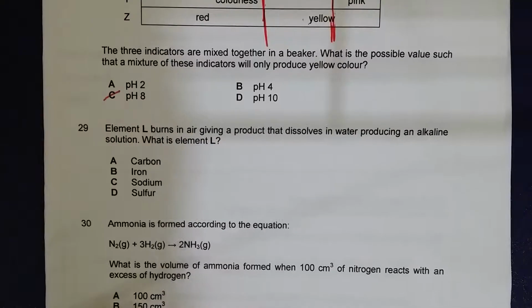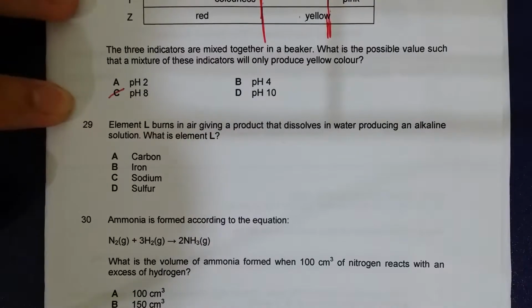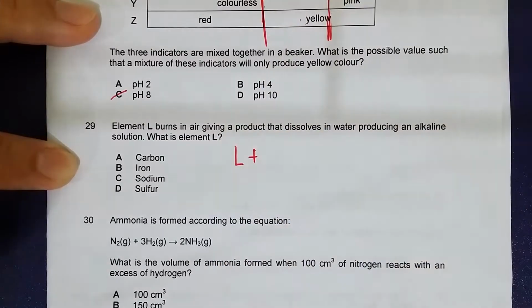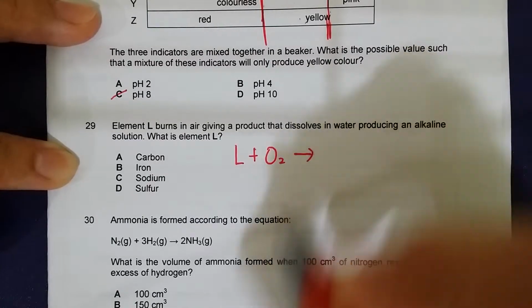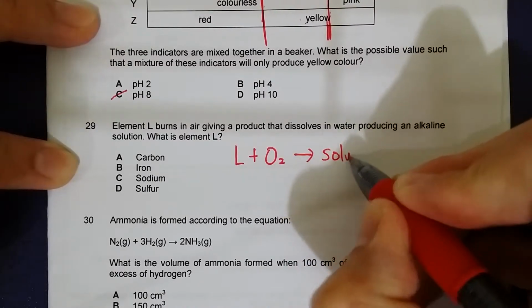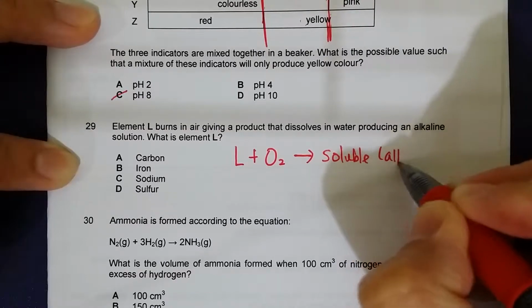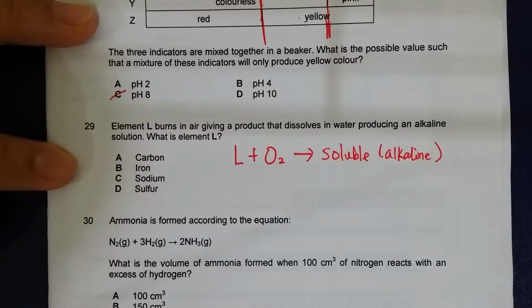29. Element L burns in air, giving a product that dissolves in water, producing an alkaline solution. So this L burns in air. When something burns in air, it must combine with the oxygen in the air to give you a product that dissolves in water. That means this product must be soluble, and soluble will give you an alkaline solution. Alkaline solution, that means it must be something hydroxide.